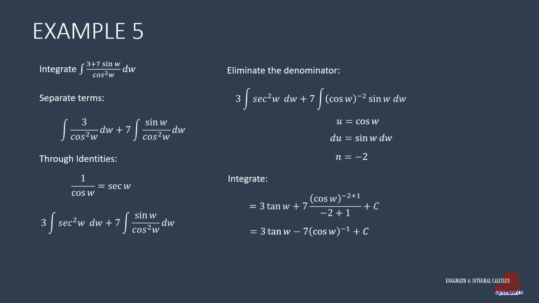Simplify the exponent and numerator to get 3 tangent of w minus 7 cosine of w raised to negative 1 plus c. Take down the term with the negative exponent and have 3 tangent of w minus 7 over cosine of w plus c.